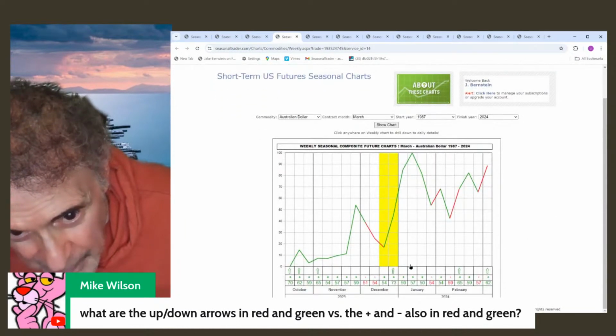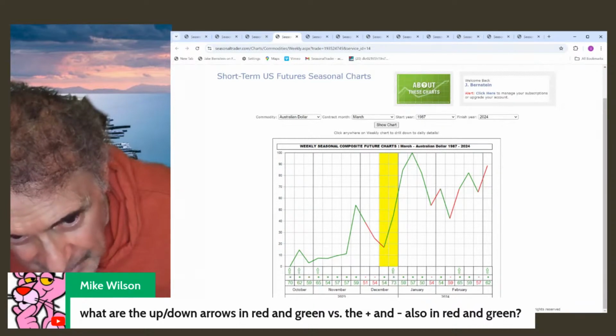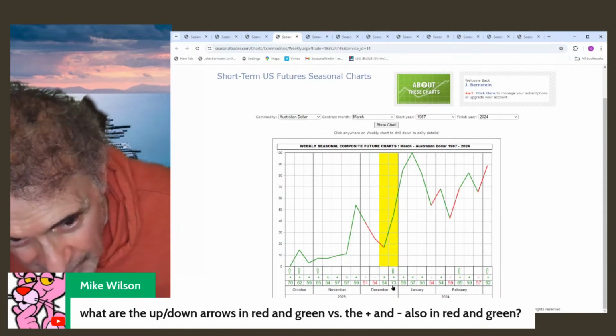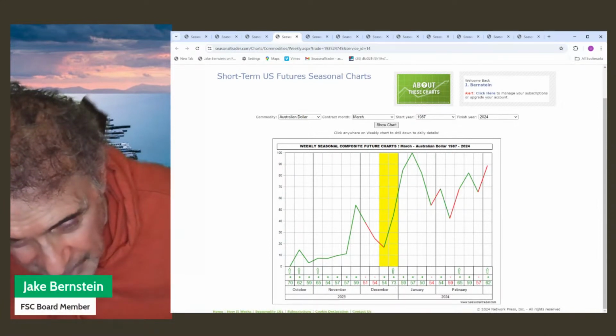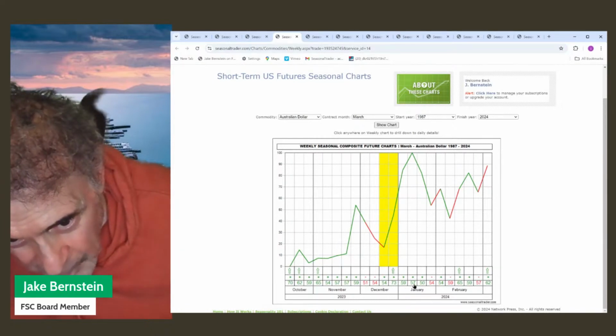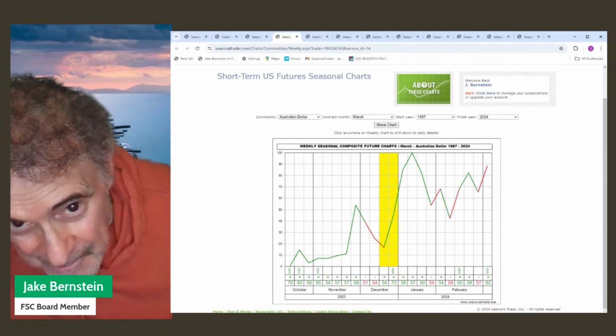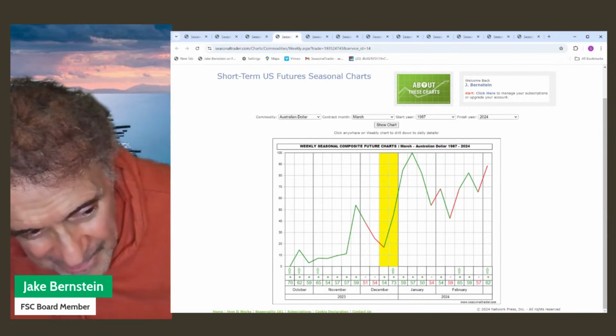A green arrow means statistically significant move to the upside. A green number gives you the percentage to the upside. A red number would do the opposite. So the green appears on any trade that's been right 60% of the time or more. A red one will appear on any trade that's been right 60% of the time or more on the downside. That's what they mean. Any other questions, Dan?